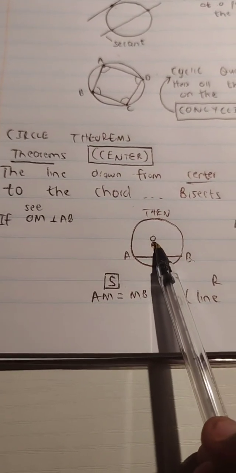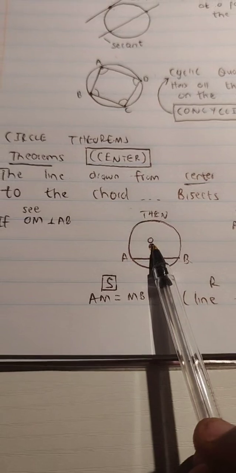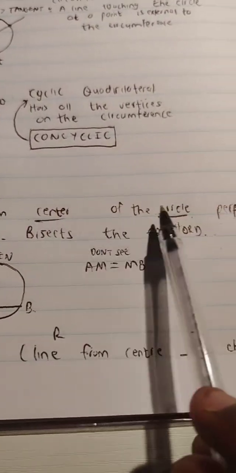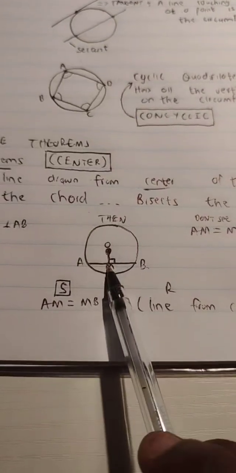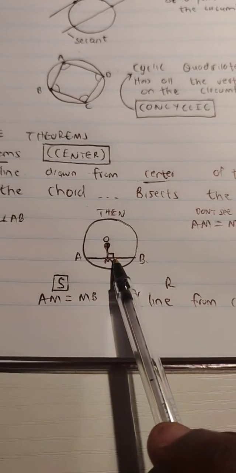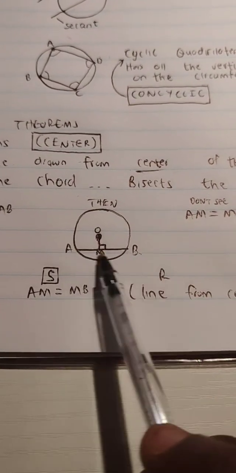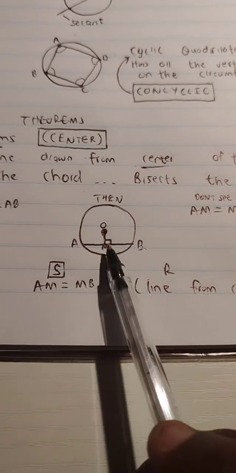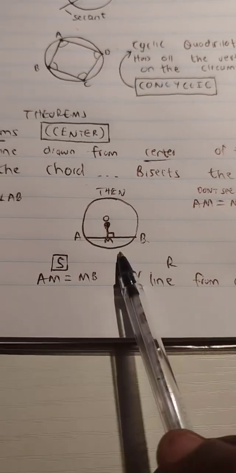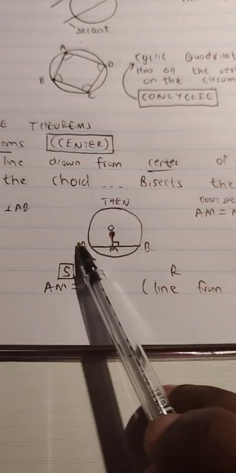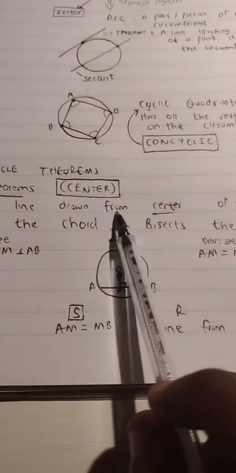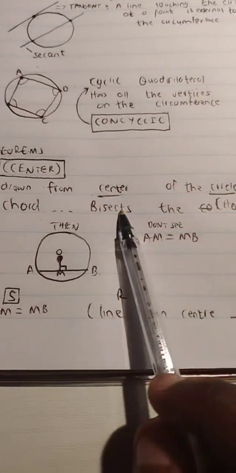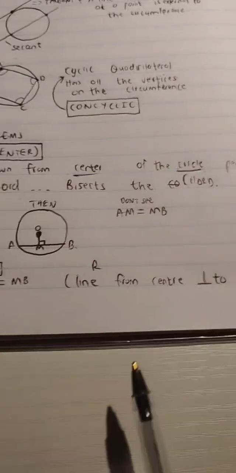It's drawn from O, which is the center, and the line drawn from the center of the circle perpendicular. What does perpendicular mean? Look at this line. It's making an angle of 90 degrees with the what? With the line AB. So the line from the center perpendicular to the chord. What does it do? The line drawn from the center of the circle perpendicular to the chord bisects the chord.